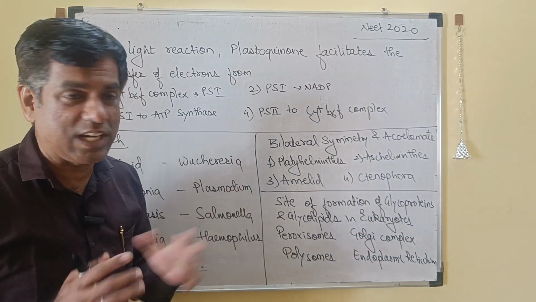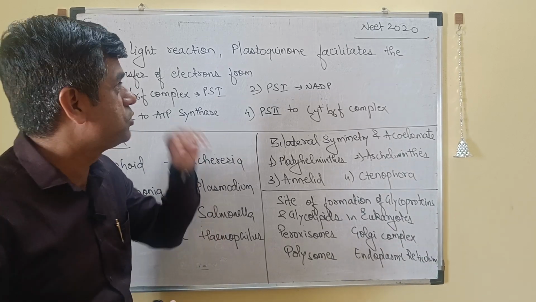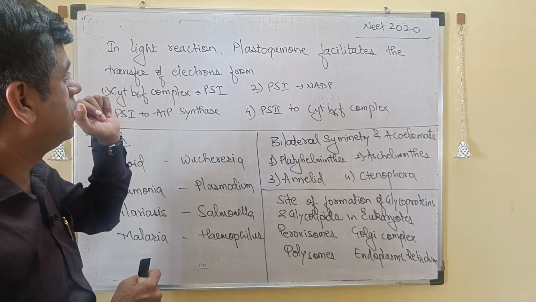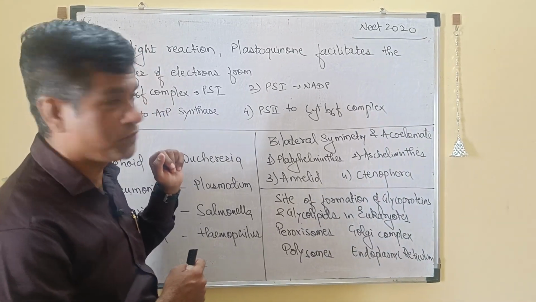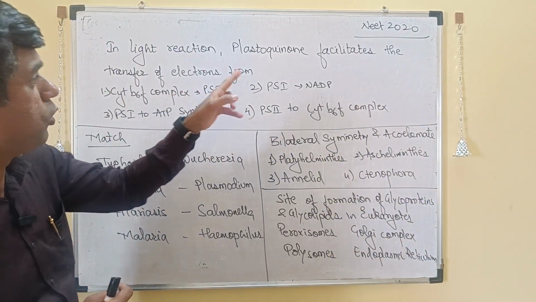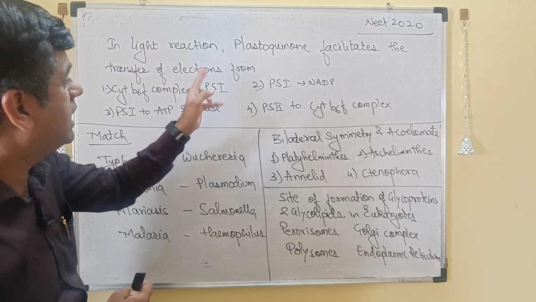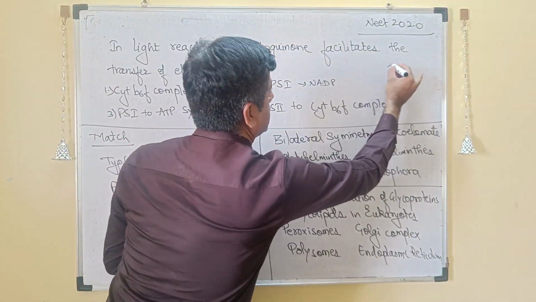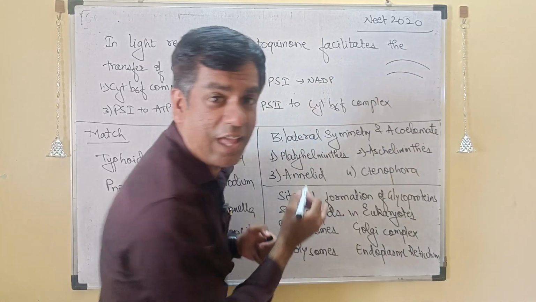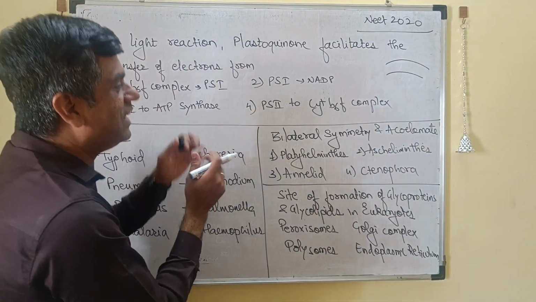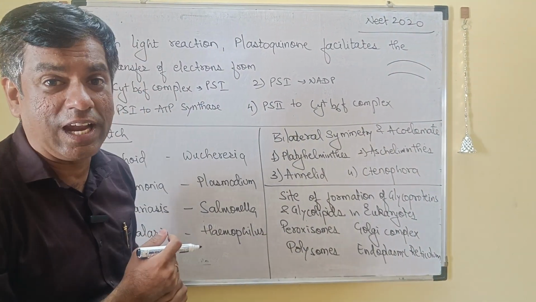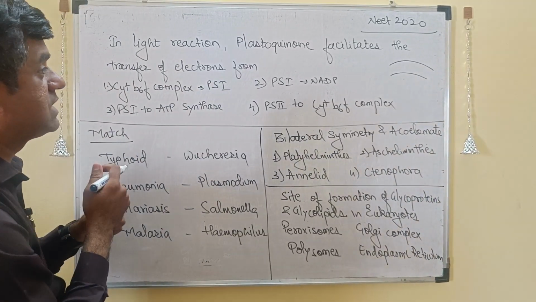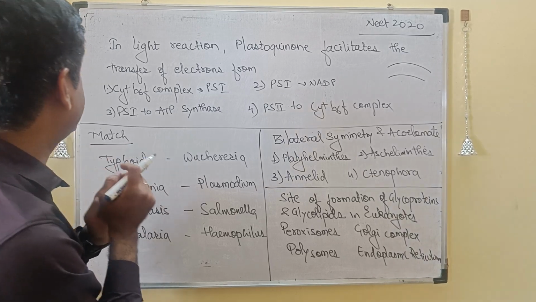So without wasting much time, we are discussing the PYQ, some questions from the NEET exam. The light reaction, yeah, you got it. It is photosynthesis. The plastoquinone facilitates the transfer of electrons from, right? You remember there is a diagram where they are talking about the chemiosmotic model for your ATP synthesis. There they've shown that the plastoquinone is facilitating the transfer of electrons between.